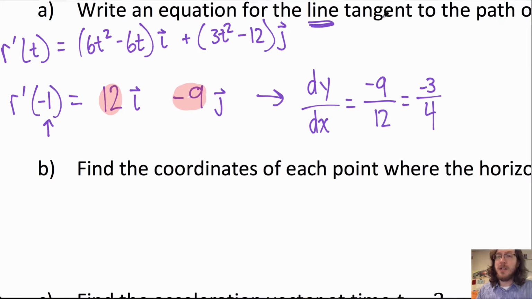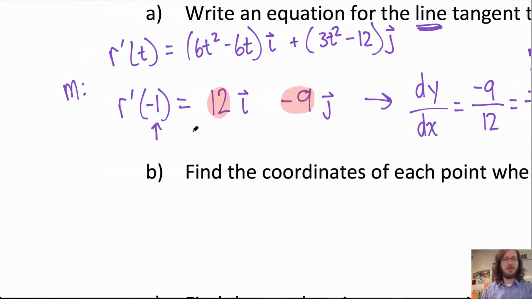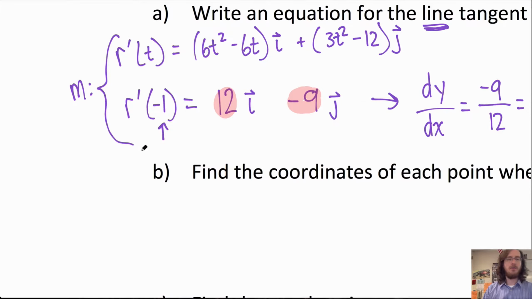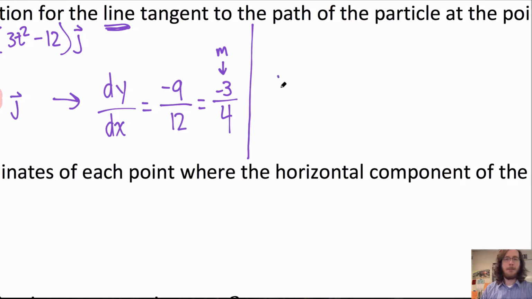Okay, so our slope for our tangent line at time -1 is -3/4. So we have a direction. Again, this is our slope, but we just don't have a position yet. So now we've got to find our position. All this was for our slope. So now let's find our position. Let's find our point.